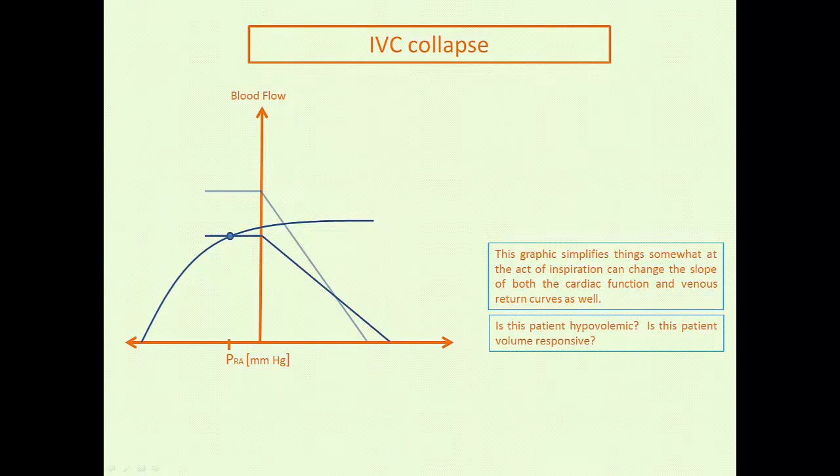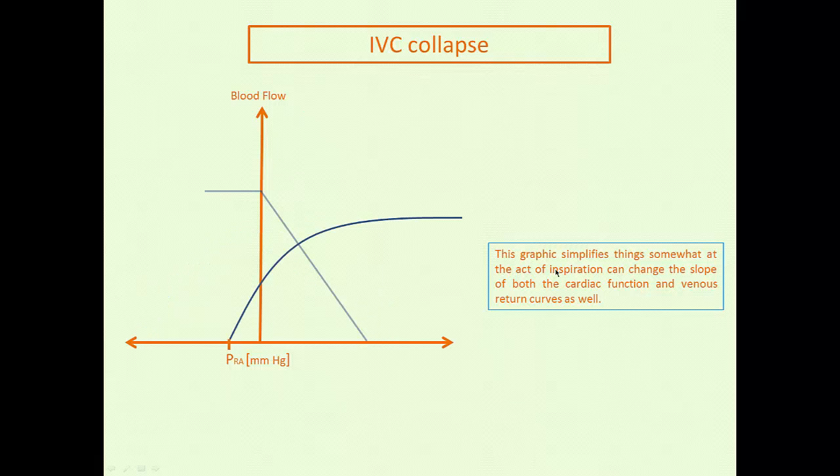So in this patient, I talk about how this graphic simplifies things somewhat. The active inspiration, as I alluded to before, can change the slope of the cardiac function and venous return curve. So if this patient makes a forced inspiration, you may actually change the venous return curve as the diaphragm descends, pressurizes the abdomen, increases mean systemic filling pressure, but you actually at the same time increase the resistance to venous return as the diaphragm descends and you make a significant inspiratory effort.